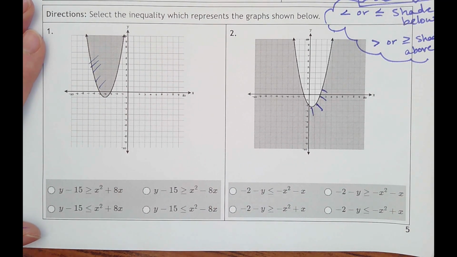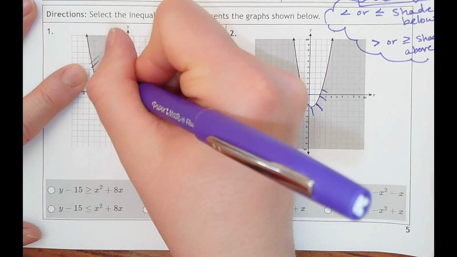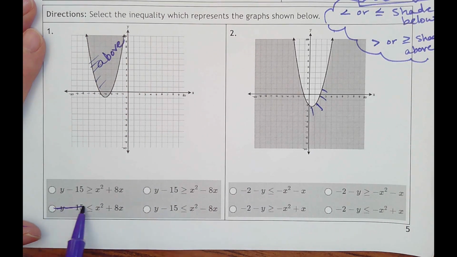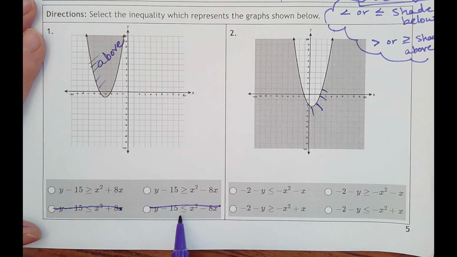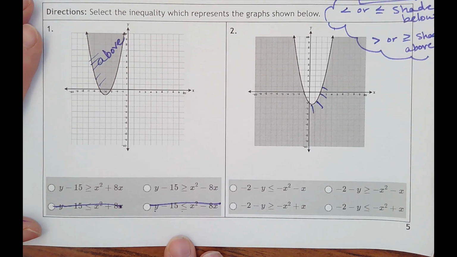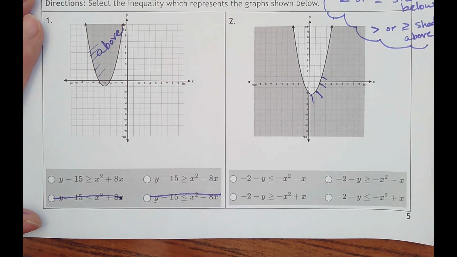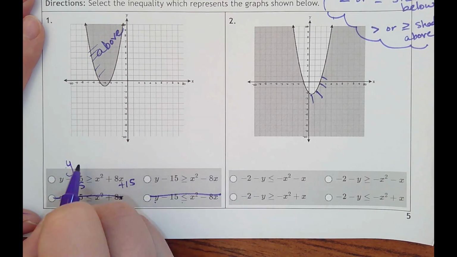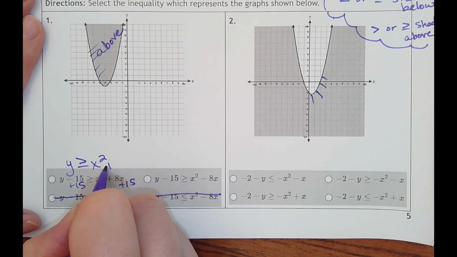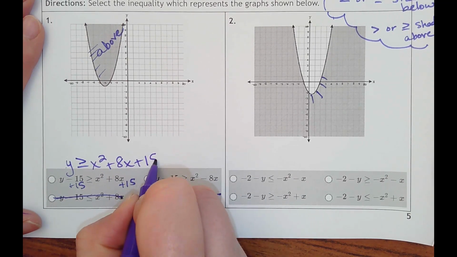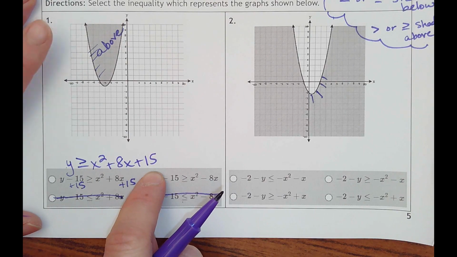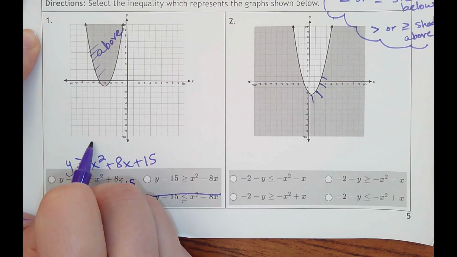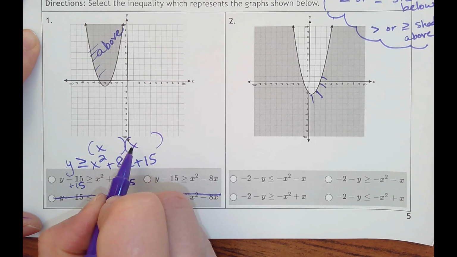So right away, seeing that I'm shaded above the line, this would be a greater than or equal to. So I could eliminate this choice and this choice that say y is going to be less than or equal to. Now it's just a matter of figuring out which one it is. This one, I would add the 15 over, which would be y is greater than or equal to x squared plus 8x plus 15. Then I would factor this to try to figure out the zeros. So let's see, two numbers multiplied to make 15, then add to make 8. That would be 3 and 5.